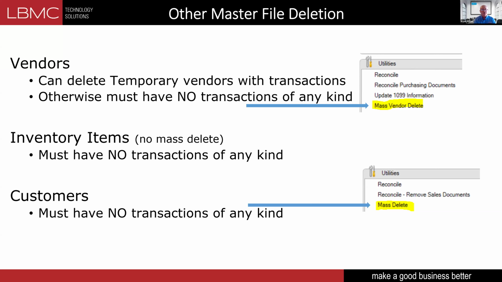If you have a vendor that's marked a temporary vendor, you can delete that and the system will delete the transactions. By saying this is a temporary vendor, you're telling Dynamics GP you don't care about these transactions. It's kind of a one and done type thing. And a temporary vendor can be deleted with transactions. So most people don't use a lot of those, but if you do, you can delete that anytime.